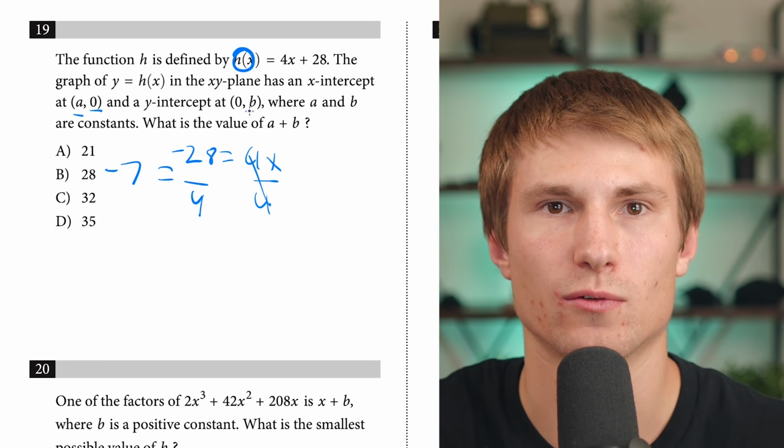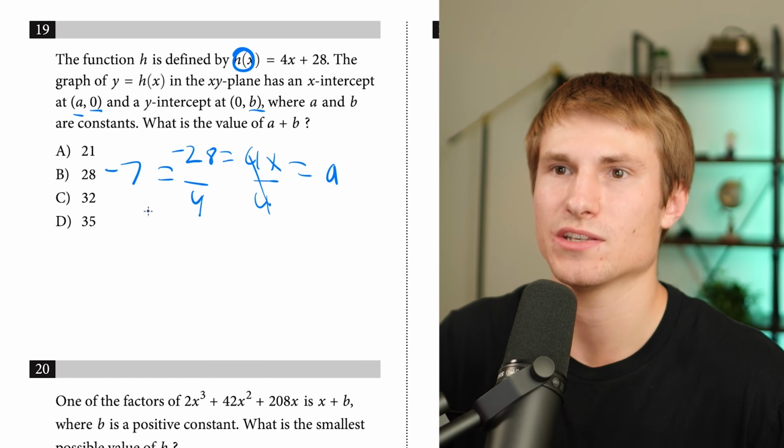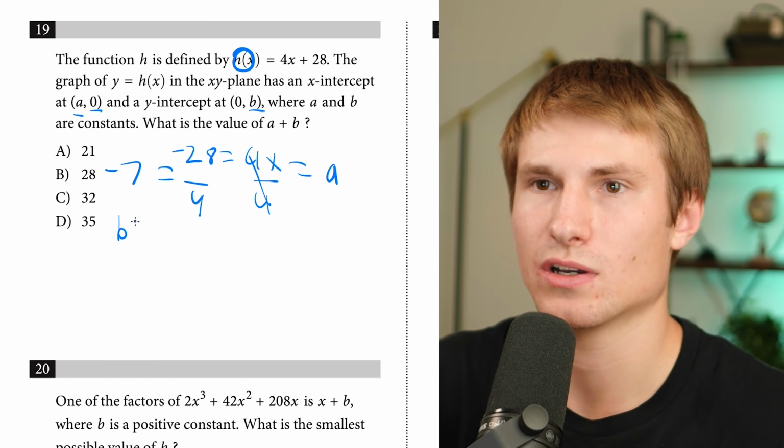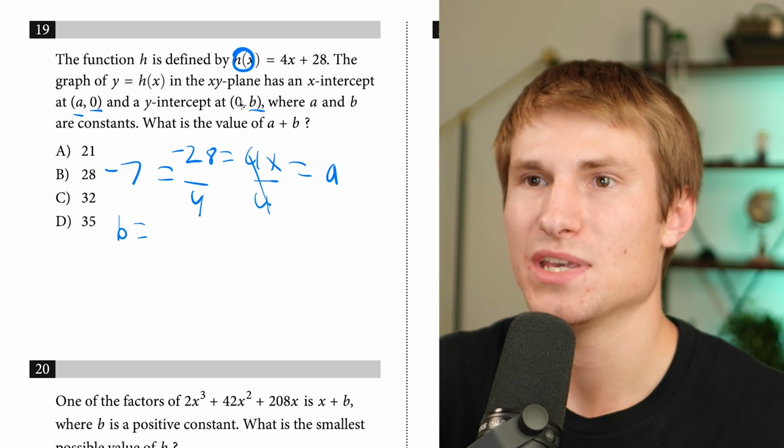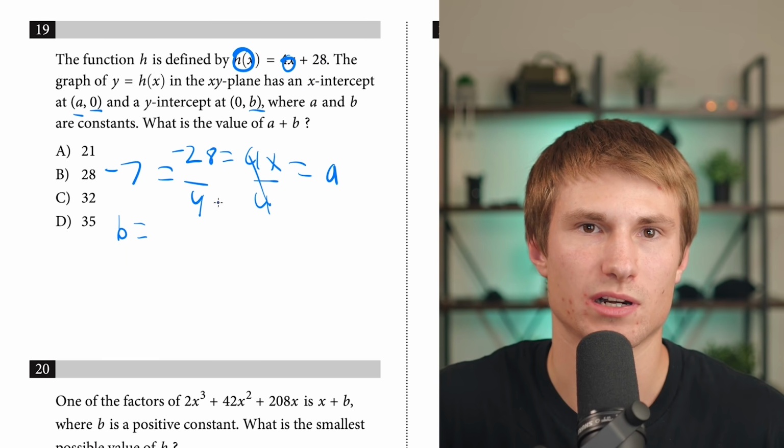Now let's go ahead and solve for our b value. Keep in mind that x there would equal that a value. So a is negative 7. Now let's solve for what b is equal to. b is where our x value is 0. So we just put in 0 there, and we see that we ultimately are going to get 28.